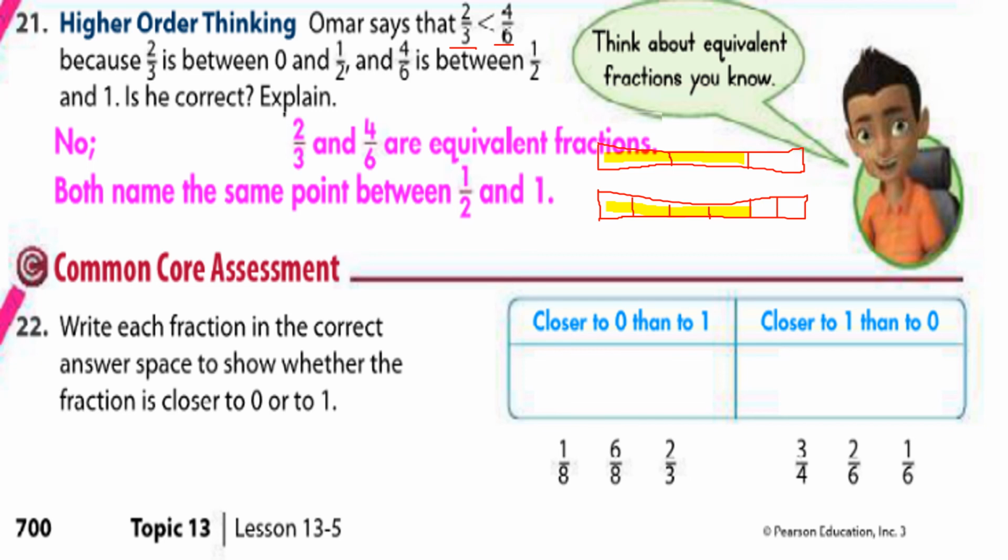The next question: write each fraction in the correct answer space to show whether the fraction is closer to 0 or to 1. Now, you have to do this on your own. You have 2 minutes to do so, and then we'll check the answers together.